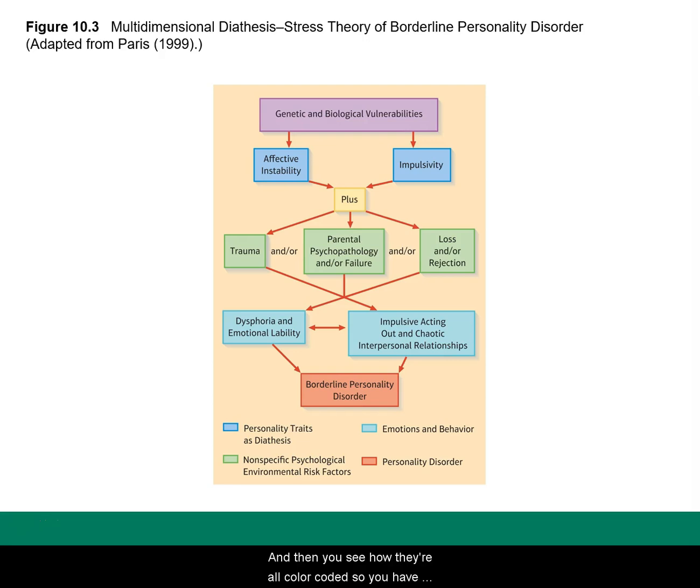And then you see how they're all color-coded. You have the personality traits, the genetic component, and then you have the non-specific psychological environmental risk factors causing the emotions and behavior in blue, and then the labeling of personality disorder.